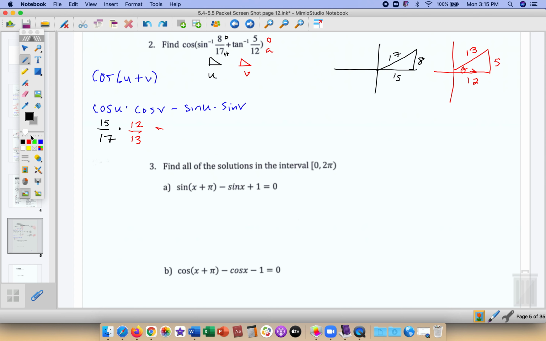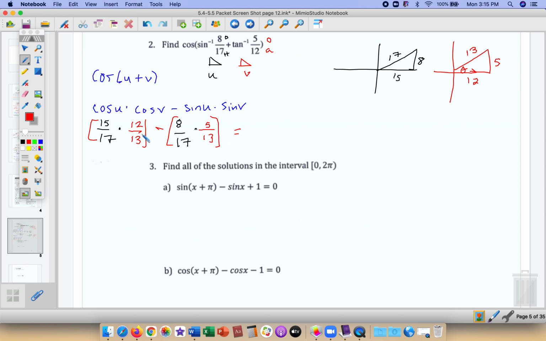sine of u. So u comes first. We have the dark triangle. Sine is opposite over hypotenuse. So 8 over 17. Times the sine of v. So v is the red triangle. Sine is opposite, 5 over hypotenuse 13. So you're going to get one fraction on the left, one on the right.